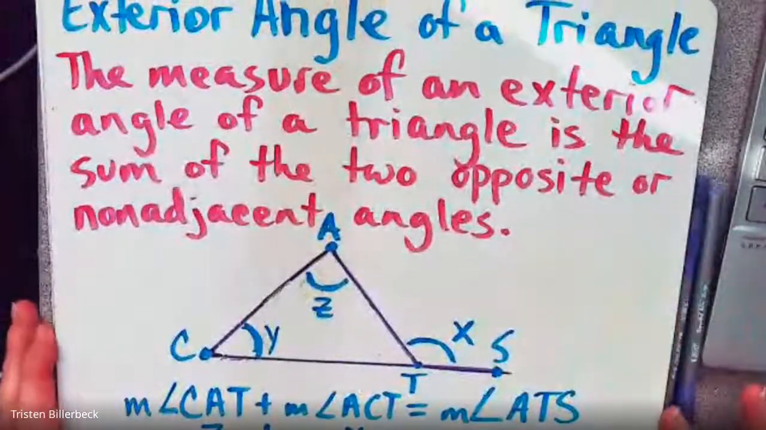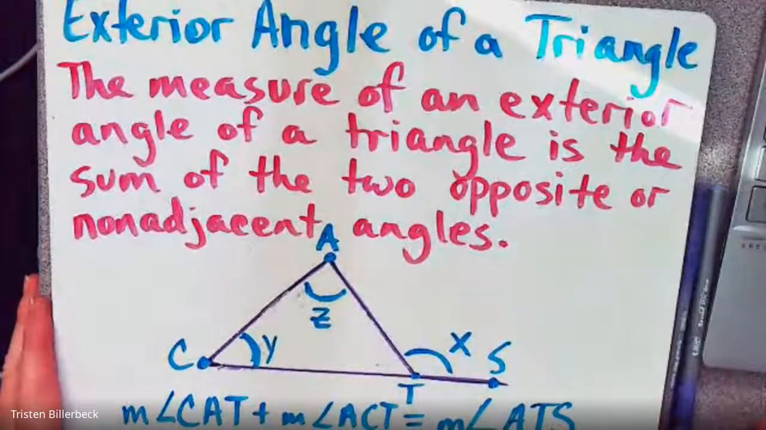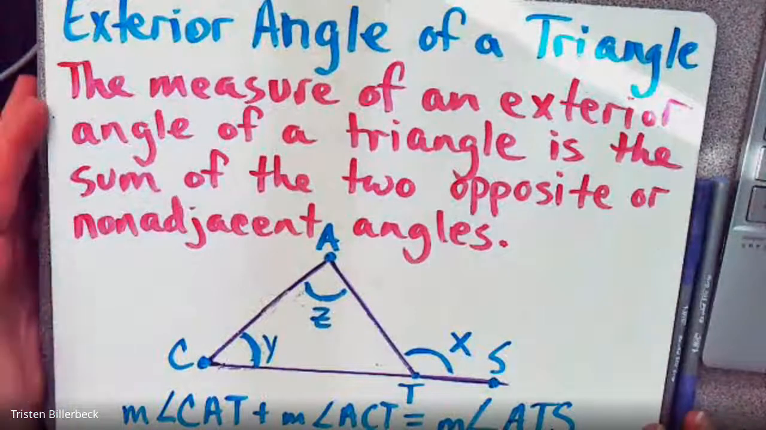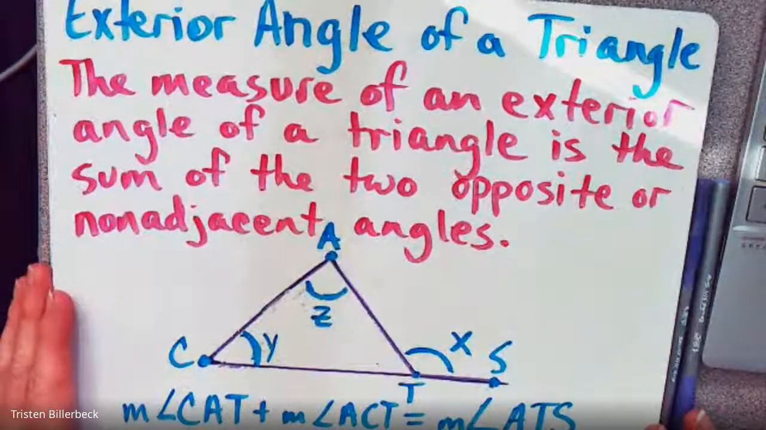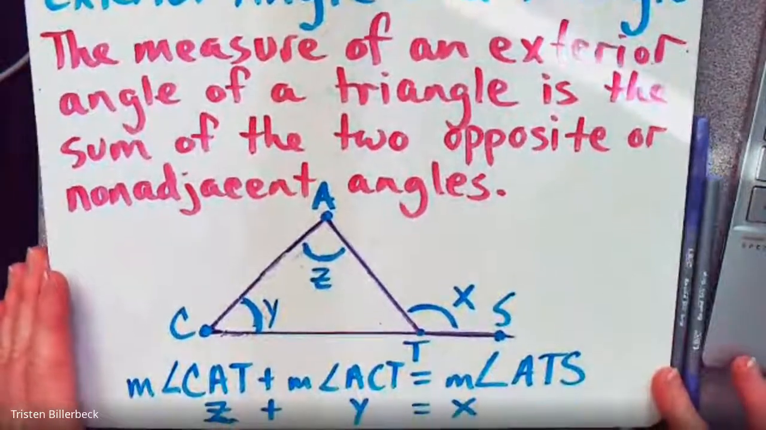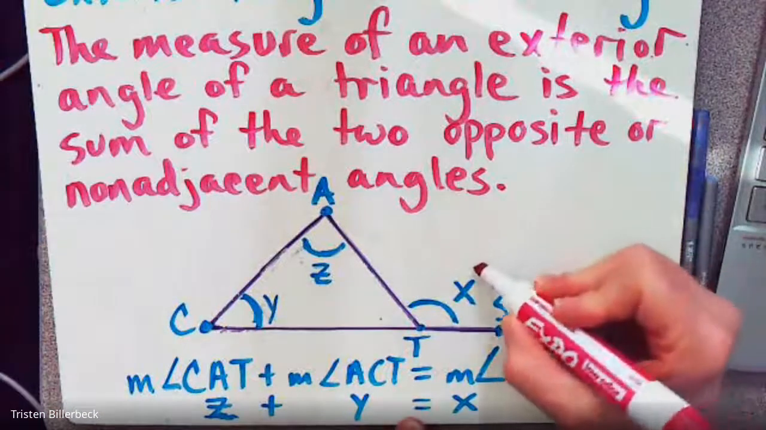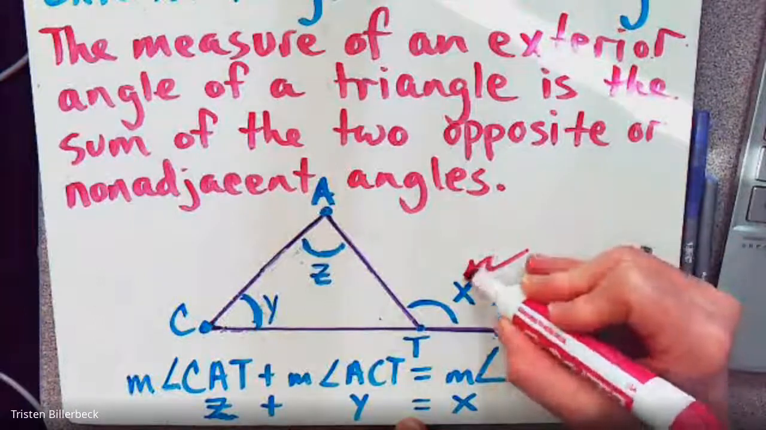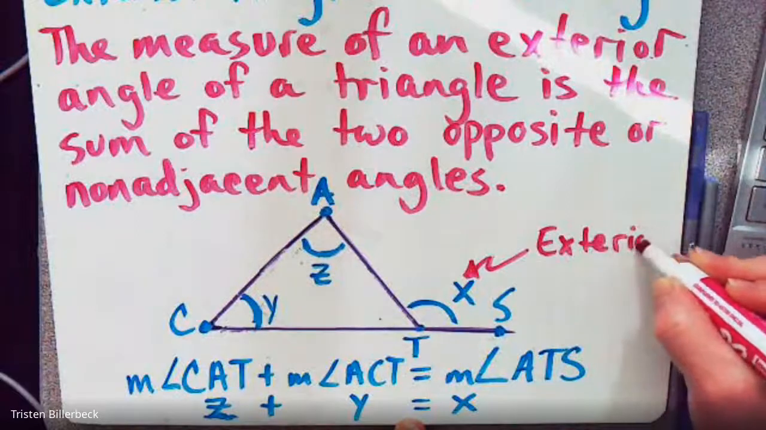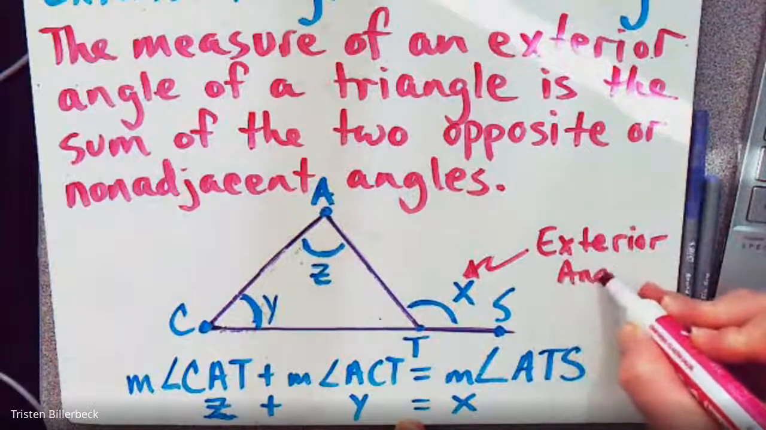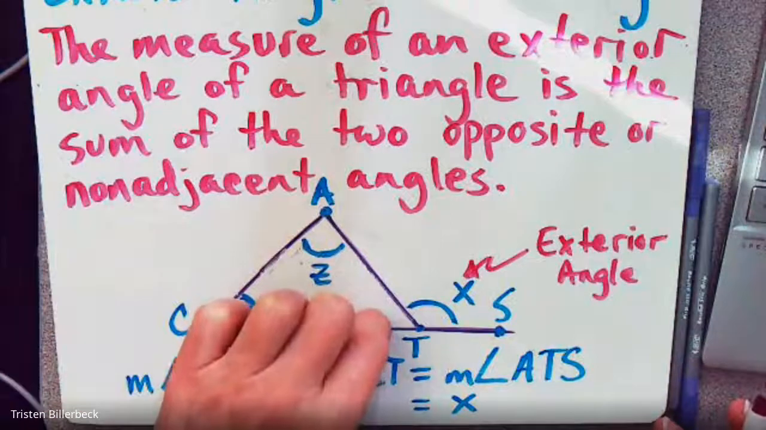Let's look at a new theorem, the exterior angle of a triangle. The measure of an exterior angle of a triangle is the sum of the two opposite non-adjacent angles. Non-adjacent means not next to. This is my exterior angle, it's outside the triangle. These are my two non-adjacent angles, they're not next to this.